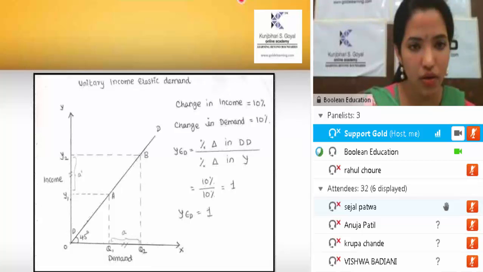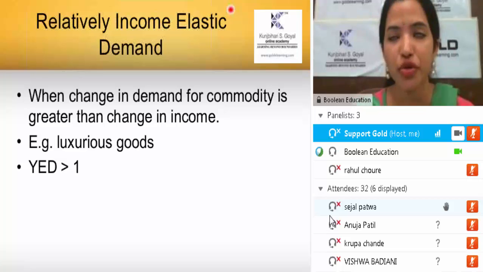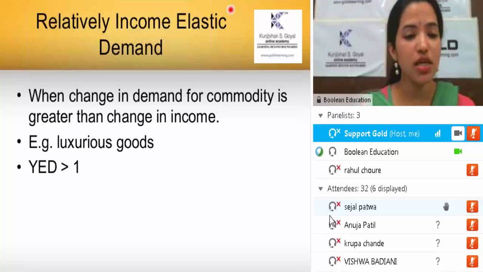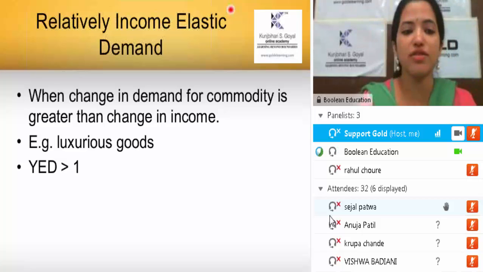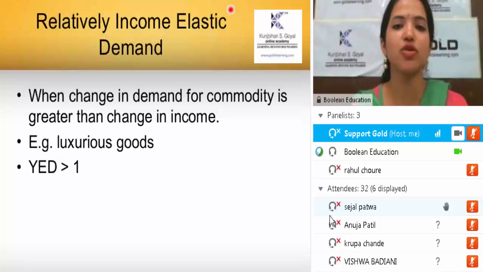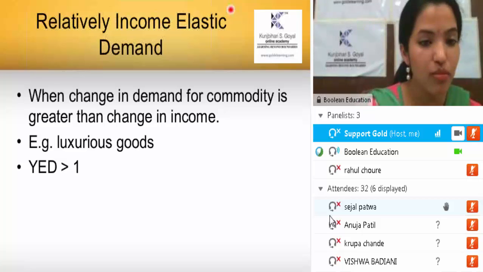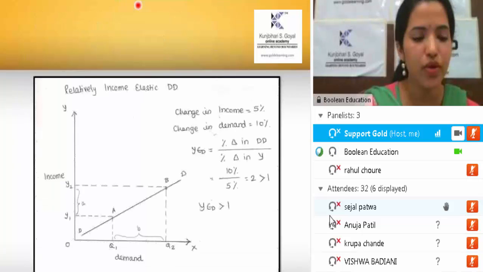Let's look at the relatively income elastic demand, fourth type. This here says when change in demand for a commodity is greater than change in income. Right? This is the typical example of luxurious goods. मतलब, look at the diagram to understand it के लिए, okay.